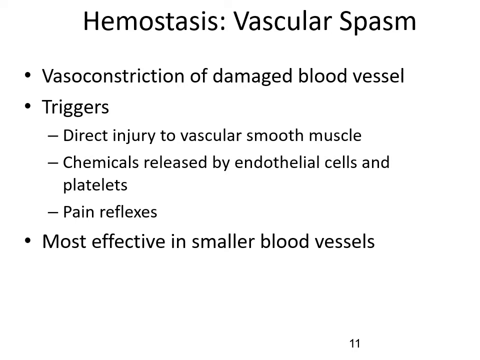So vascular spasm is where you get vasoconstriction of the damaged blood vessels. So it kind of gets narrower to minimize bleeding. And the triggers for this vascular spasm are direct injury to vascular smooth muscle, chemicals released by endothelial cells and platelets, which we talked about, and pain reflexes will cause vasoconstriction. It's most effective in your smaller blood vessels.